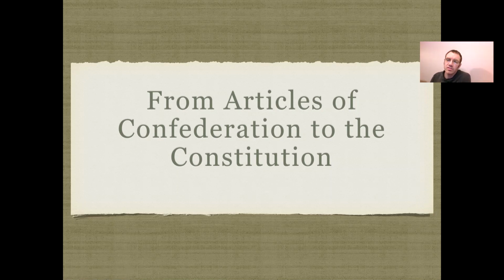That's right. We're starting out by looking at the Articles of Confederation and then moving into the Constitution. A lot of people don't even realize that the Constitution wasn't our original government. The Articles of Confederation were. So we're going to take a look at those and try to figure out why they didn't last, and then start to look at what the Constitution looked like that replaced it.